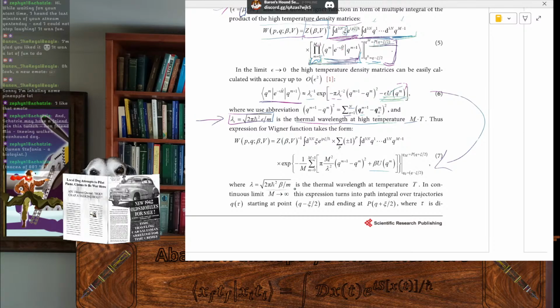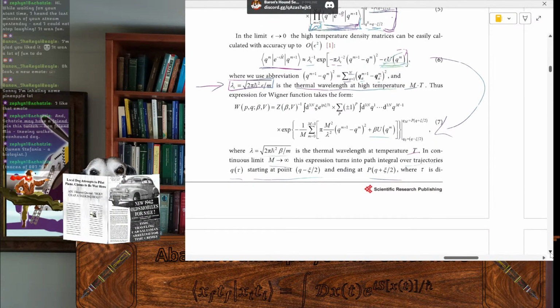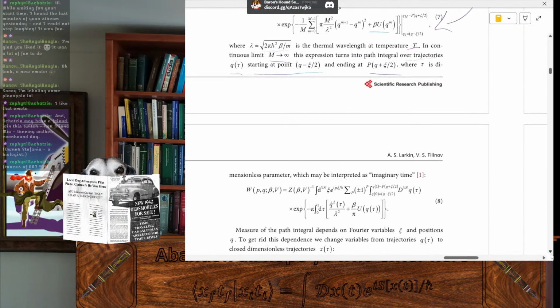Again, where lambda is the thermal wavelength at temperature T. In the continuous limit, m approaches infinity. This expression turns into the path integration over trajectories q of tau, starting at point q minus some constant and ending at q plus some constant, where tau is a dimensionless parameter, which may be interpreted as, quote, imaginary time.